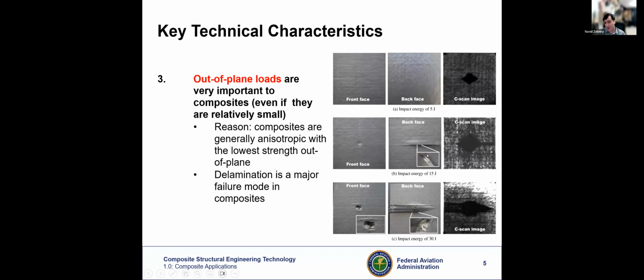So here on the right, there are three cases where the same size and thickness of panel is taken, and then you're dropping a load onto them from different heights. That changes the energy of the impact. The first one has an energy of 5 joules, the second one 15 joules, and the third one 30 joules. And you're looking at the front and back of the panel where the impact has happened.